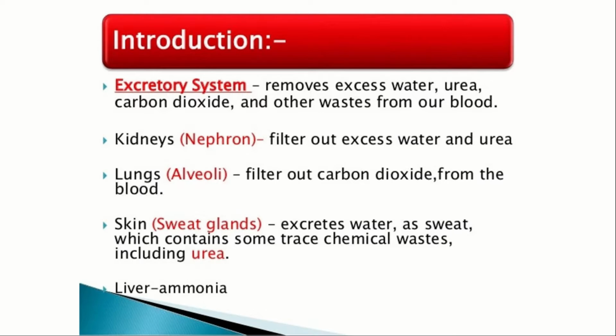Introduction. The excretory system removes excess water, urea, carbon dioxide and other waste from our blood. It has main parts. One is the kidney, in which the nephron filters out excess water and urea. Lungs, in which the alveoli filter out carbon dioxide from the blood. Skin, in which the sweat glands excrete water as sweat, which contains some trace of chemical waste including urea. And the liver, which excretes ammonia.